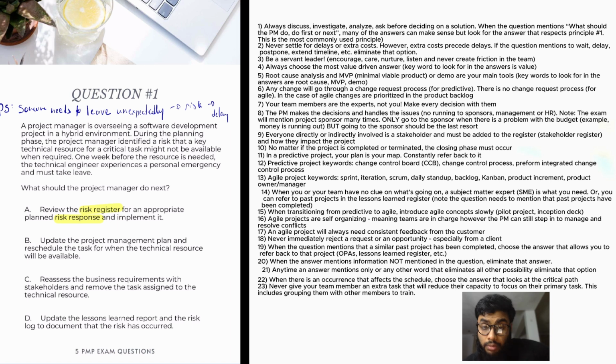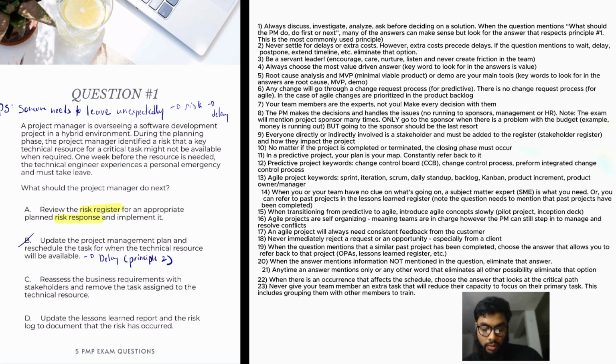All right. Well, let me ask you this question. Does it solve the problem? We have this person that is leaving. If we reschedule a task for when a technical resource will be available, what does that do? That implies that we have to wait. We have to wait until this person becomes available. Okay? This is a delay. This contradicts principle number 2. You can find the principles to your side. We are going to eliminate B.